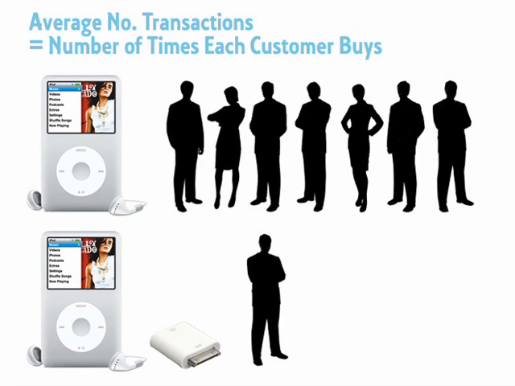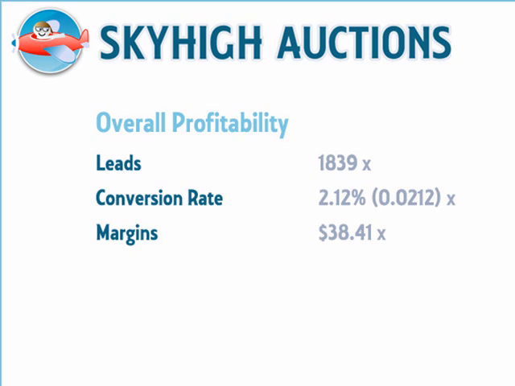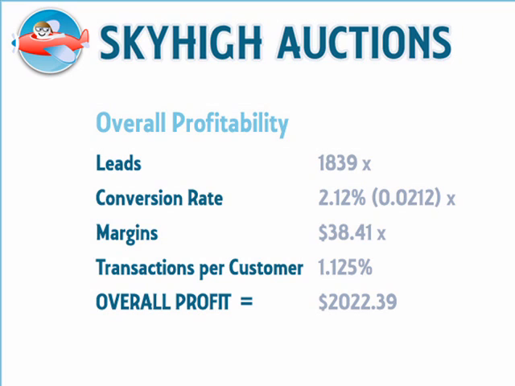So now that we have worked out the four parts that make up the profitability of our business, we can put them all together and work out the overall profitability of our business. First, we've got our leads, which are 1,839. Then we multiply this by our conversion rate of 2.12%. We multiply that by our average margin of $38.41. Again, by our average number of transactions per customer, which is 1.125. This gives us an overall profit of $2,022.39.